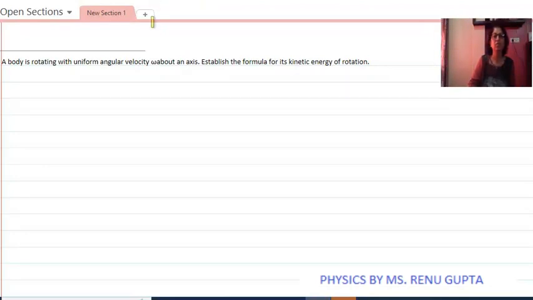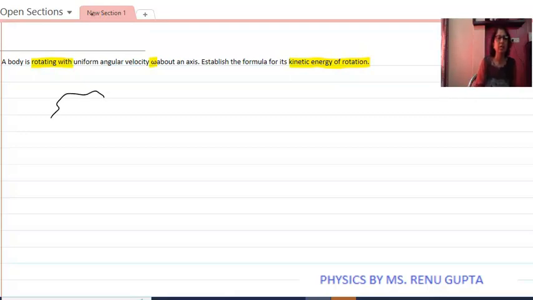Today we are doing the question which is based on the topic of moment of inertia. The question is, a body is rotating with uniform angular velocity omega about an axis. Establish the formula for its kinetic energy of rotation. Now see how to derive the relation.